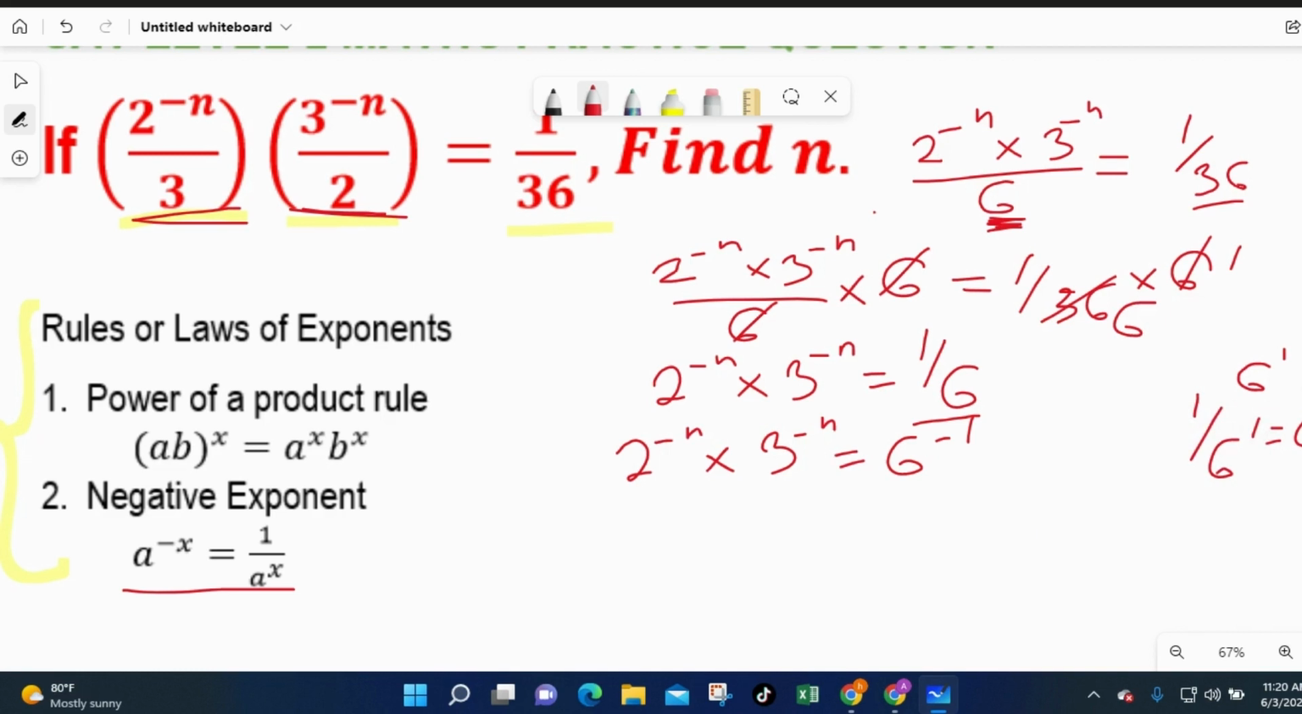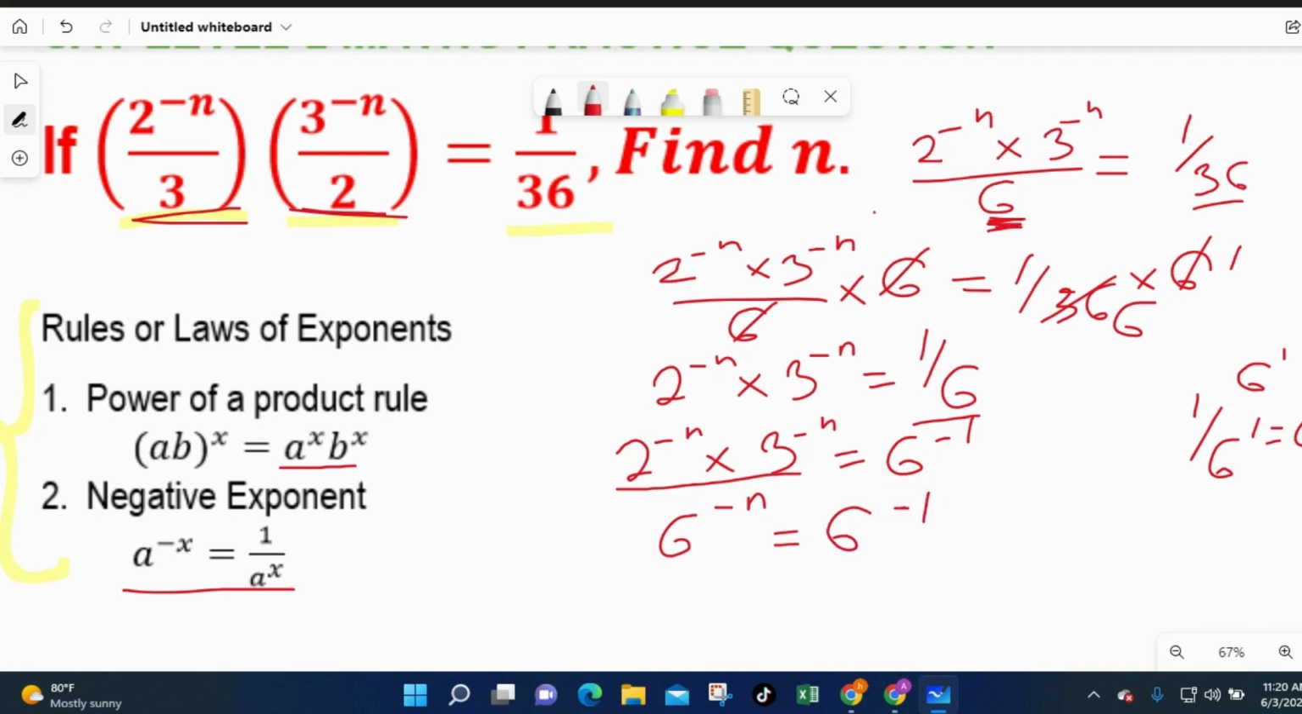Good. Now we'll apply the power of a product rule on this. And remember, on the power of the product rule, if you have two separate values, a raised to power x times b raised to power x, it can be what? The bases multiplying one another and raised to a common power. So 2 times 3 will give us 6 raised to power minus n, which is a common power, and that will be equal to 6 raised to power minus what?